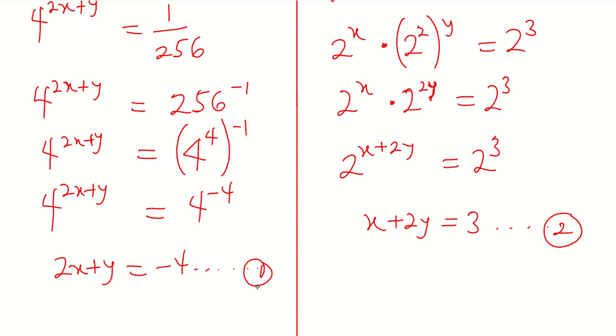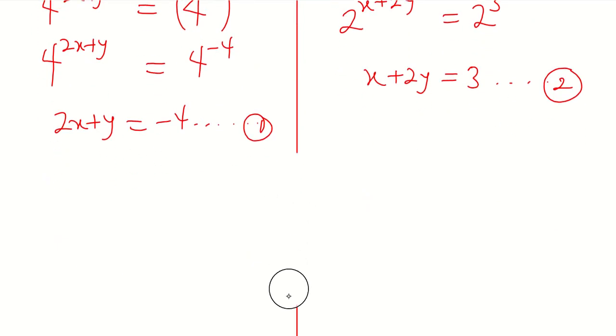Now we can solve equation 1 and 2 simultaneously by the method of elimination. Others can use the method of substitution, but in this video, we are going to use the method of elimination because it's the easiest and simplest one. And so we clean the line. So by quoting equation 1 and 2, from equation 1 we have 2x plus y is equal to minus 4, and equation 2 we have x plus 2y, which is equal to 3.